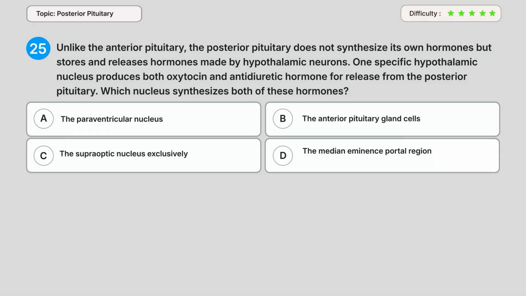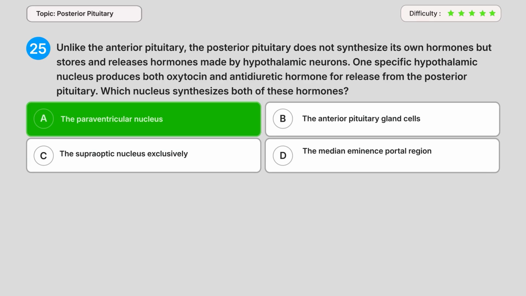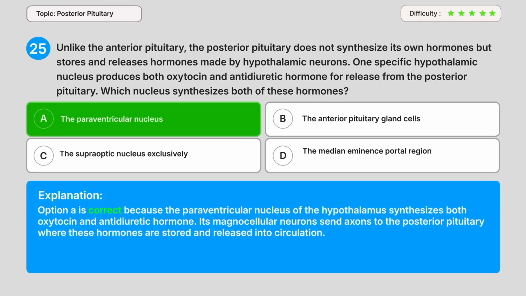Correct answer, A. The paraventricular nucleus. Explanation. Option A is correct because the paraventricular nucleus of the hypothalamus synthesizes both oxytocin and antidiuretic hormone. Its magnocellular neurons send axons to the posterior pituitary, where these hormones are stored and released into circulation.